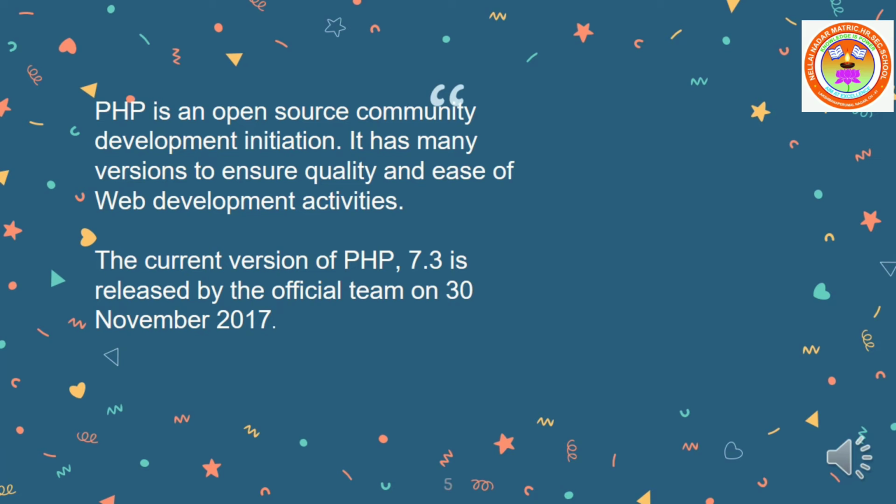PHP is an open source community development initiative. It has many versions, but the current version is 7.3, released by the official team on 30th November 2017. PHP is a competitor and alternative for other server-side scripting languages like ASP and JSP. ASP is Active Server Page, whereas JSP is Java Server Page.